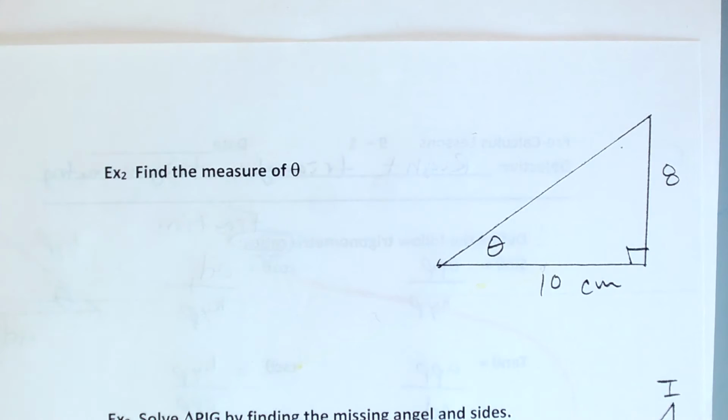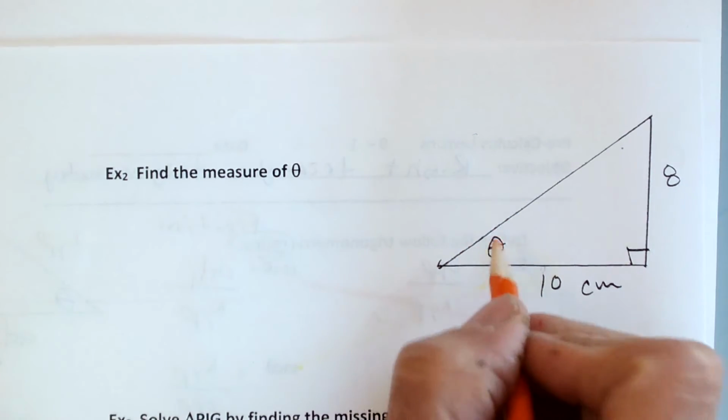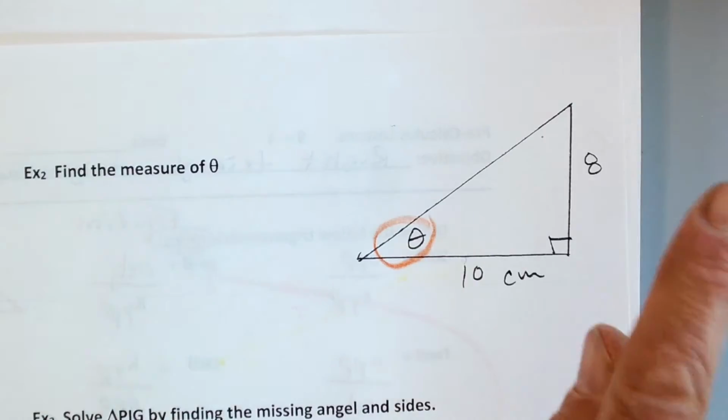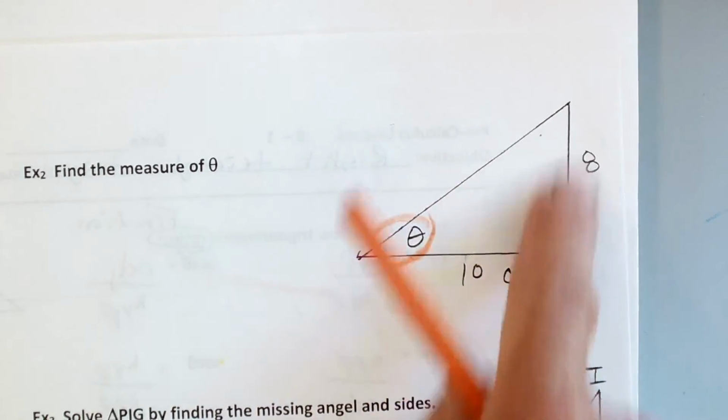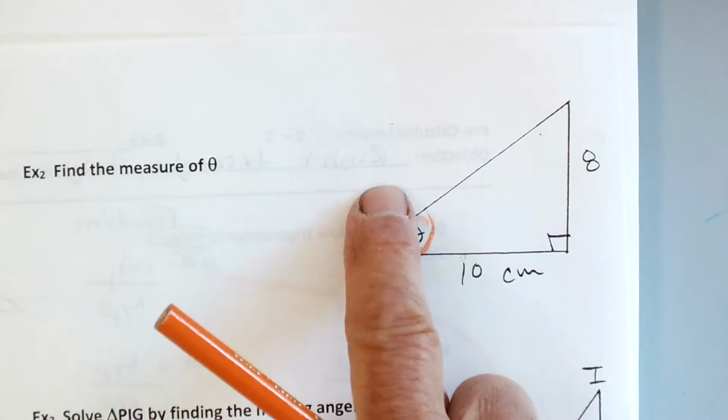That's okay. All right, so example 2. Find the measure of theta. Well, again, go to your angle. I'm at theta. Theta's my angle. And then give these sides a name. These need names. What's the name of that side? Don't say 8. What's the name of that side?